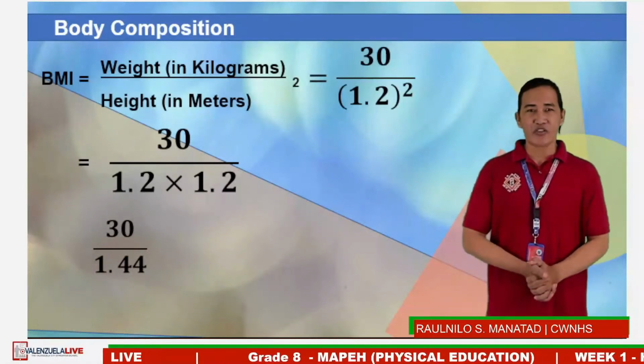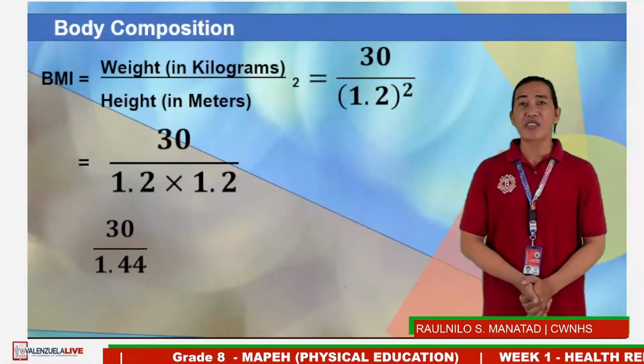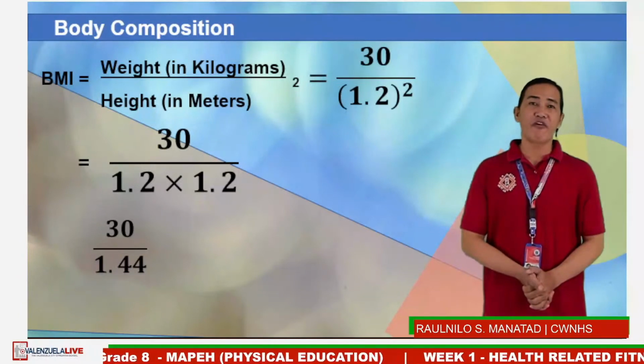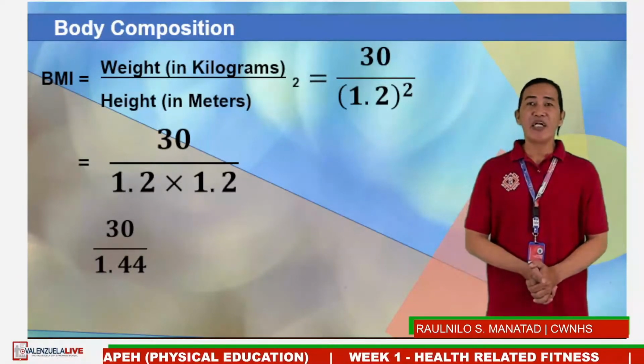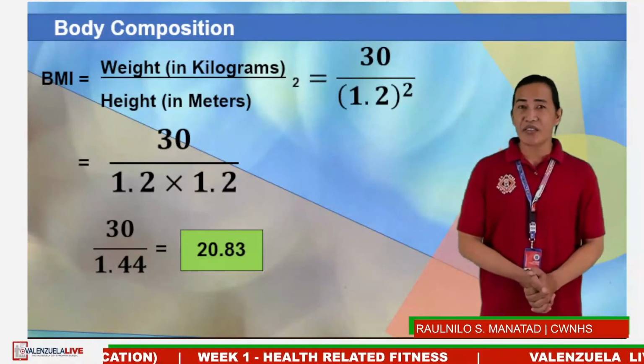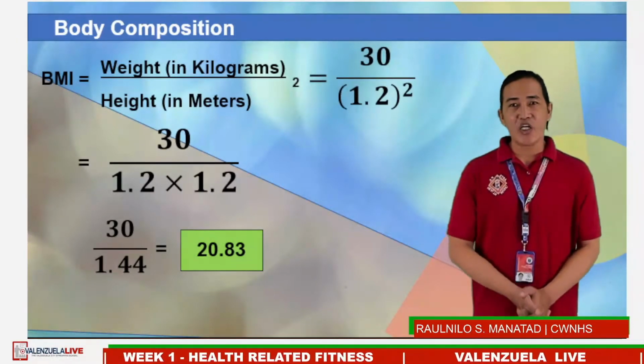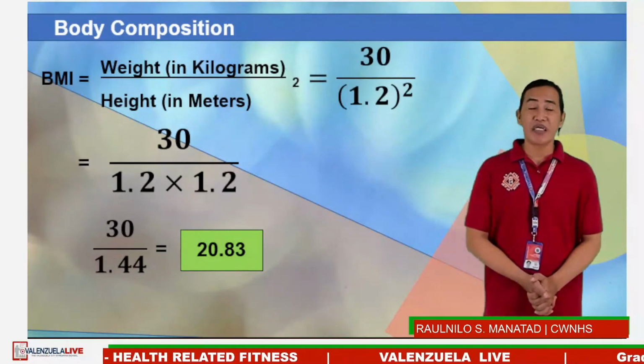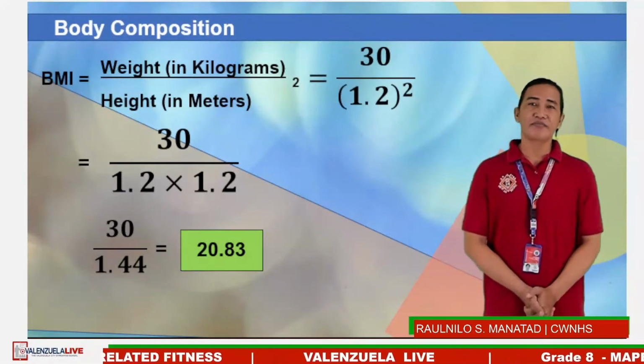Do the multiplication first. The result is 30 over 1.44. Then 30 divided by 1.44 is 20.83. Your BMI then is 20.83.